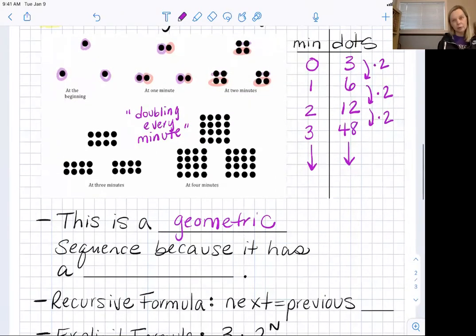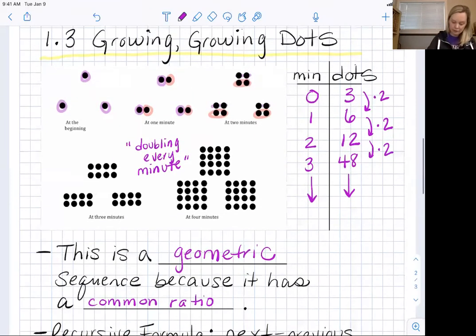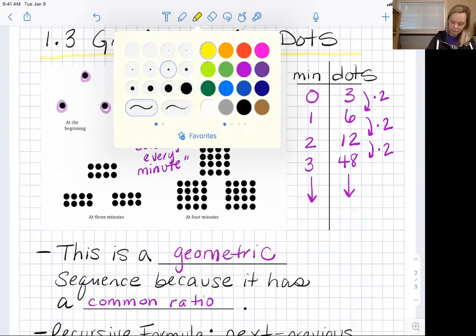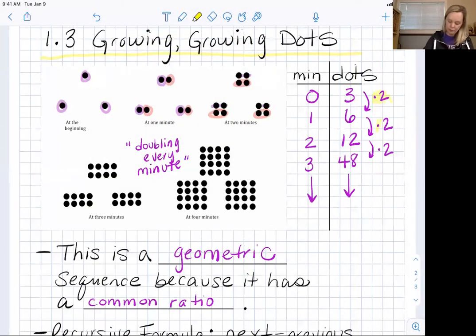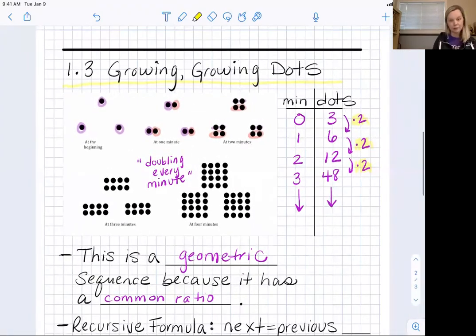And it has what we call a common ratio. The common ratio is that number over here, times 2, times 2, times 2, that's being multiplied every time. So if you think about it as a ratio or maybe a factor, it's increasing by 2, multiplied by 2 every single time. So that is what we call a geometric ratio.